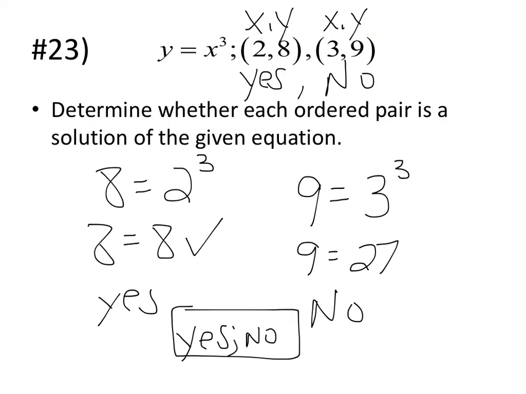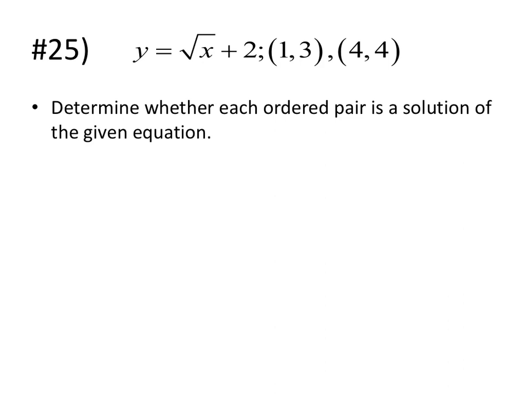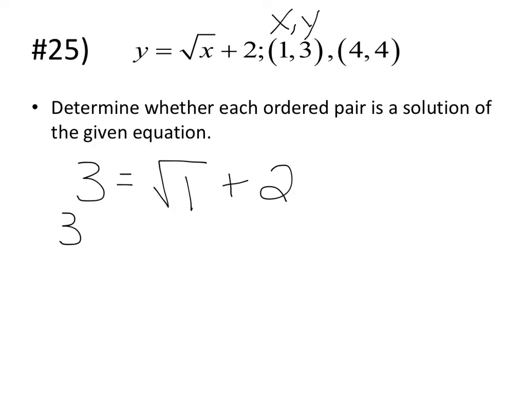Okay. And then our last one, we've got x and y. Everywhere there's an x, we're going to put a 1. Everywhere there's a y, we're going to put a 3. So I've got 3 is equal to the square root of 1 plus 2. Now be real careful here. It's just the 1 being square rooted. So we have 3 is equal to, the square root of 1 is 1, plus 2. 3 is equal to 3, so that is true.